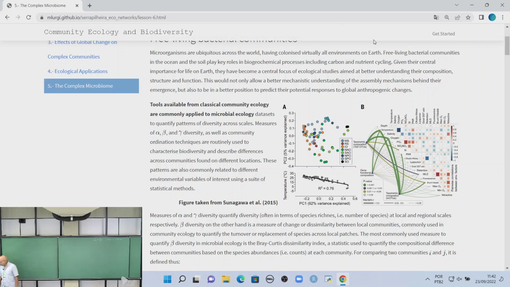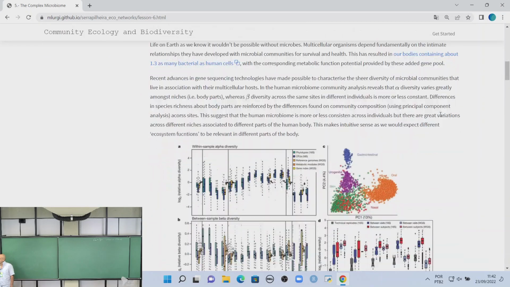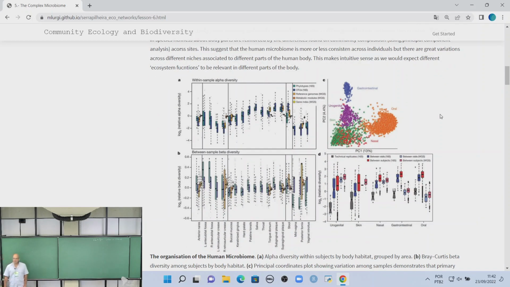And so before we have been talking about the different kinds of diversity that you can quantify, right? Do you remember which one was related to the differences between local communities? Yes, beta diversity. So using that formula, then we can create plots like this.